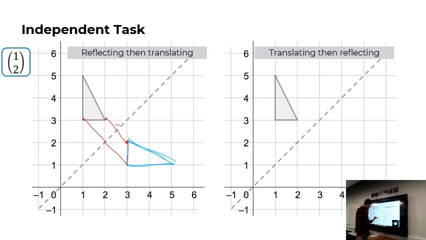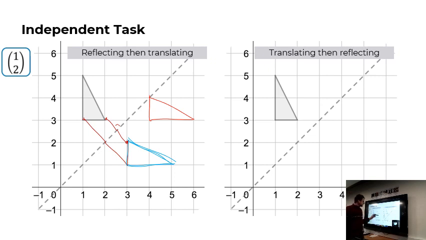So let's have a look at this. So 1 unit to the right, and then 2 units up, so 2 units parallel to the y-axis. So this point here will move to here. And I'll do the same for the other point as well. So here, this point is going 1 unit to the right and 2 units up. Okay, so let's draw these lines. So this is what it looks like after reflection and then translation.